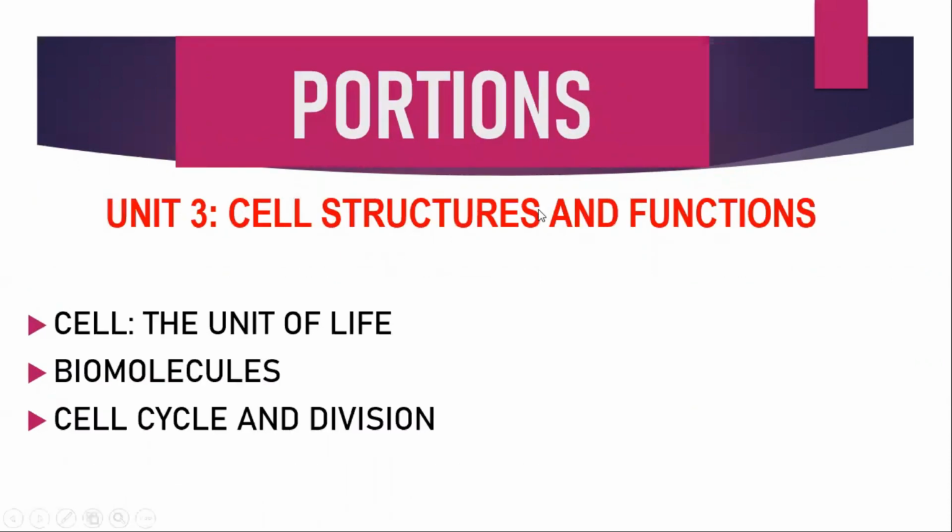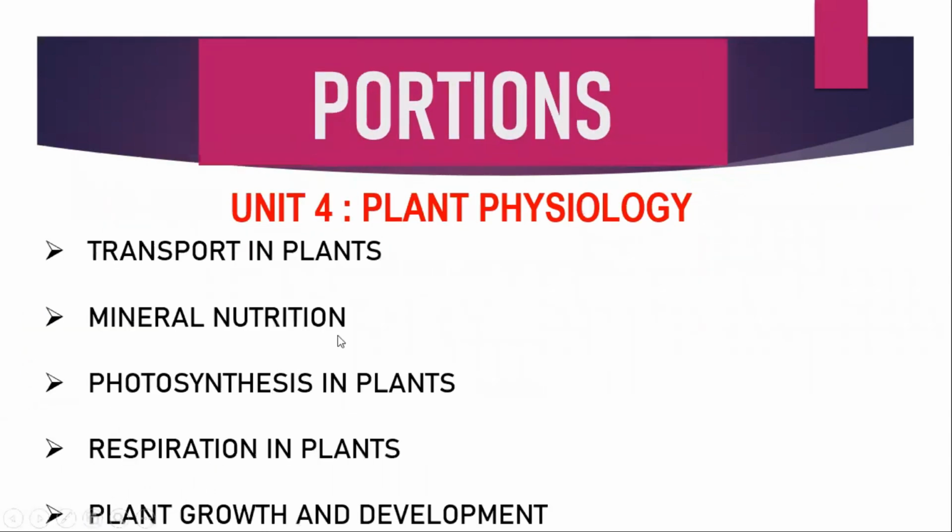Next is the cellular biology unit. We'll be talking on different aspects of cell organelles and their functions, and we'll be talking on biomolecules and cell cycle and division. The fourth unit is plant physiology, wherein we have 5 chapters: how various substances are getting transported and what are the different hypotheses that explain transportation of various substances. Then some elements that are necessary for normal functioning of the plant, photosynthesis in plants, respiration in plants, and of course the hormones that can promote the growth of the plant and its development. These are the 5 chapters in plant physiology.